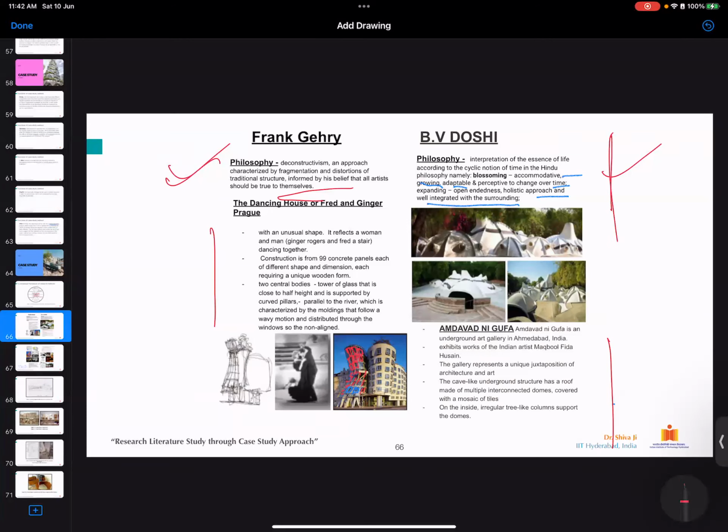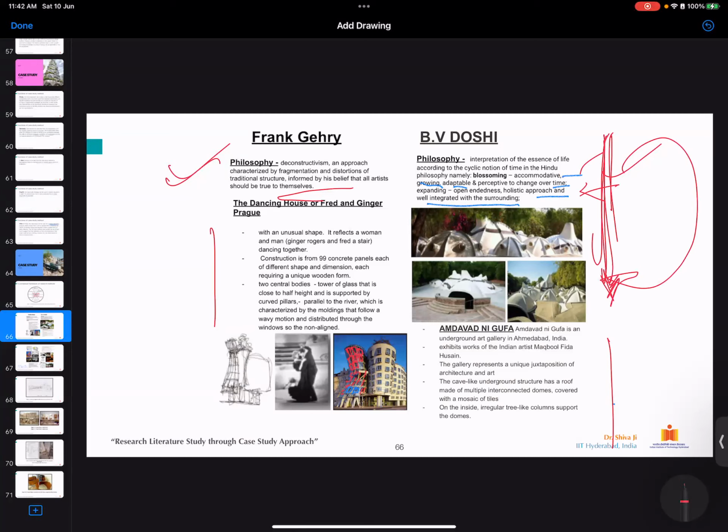In B.V. Doshi's philosophy, an interpretation of the essence of life according to the cyclic notion of time in Hindu philosophy, namely blossoming, accommodative, growing, adaptable, perceptive to change over time, expanding, open-endedness, a holistic approach, and well integrated with the surroundings. These are the characteristics and the ethos we see in his designs.